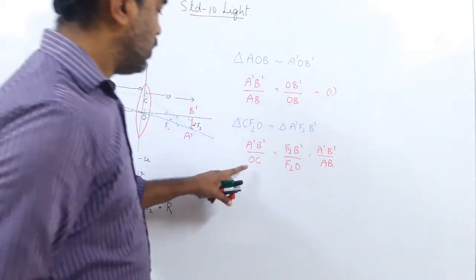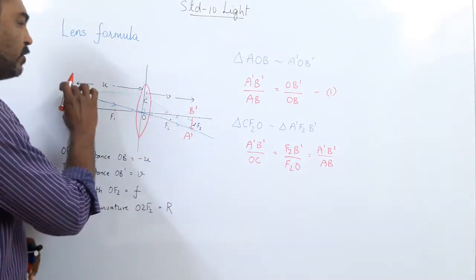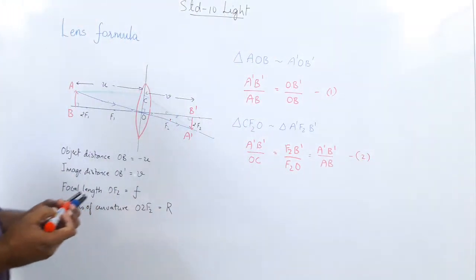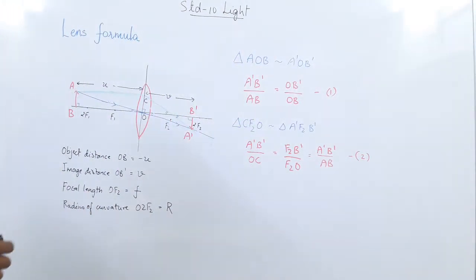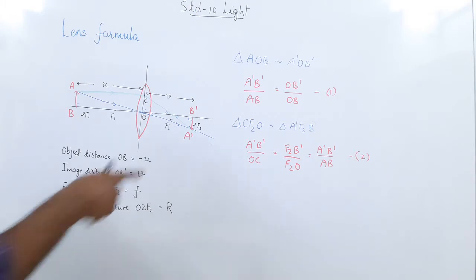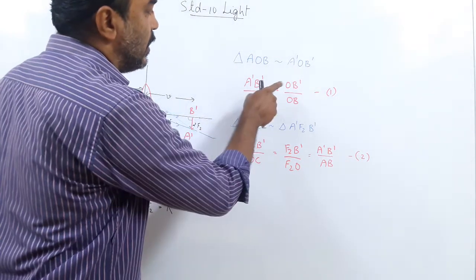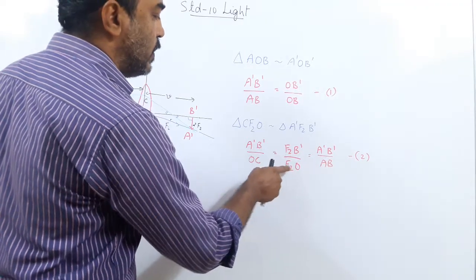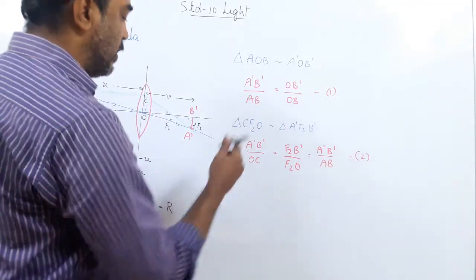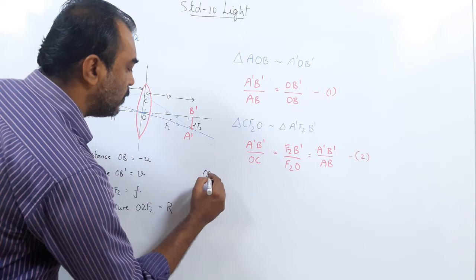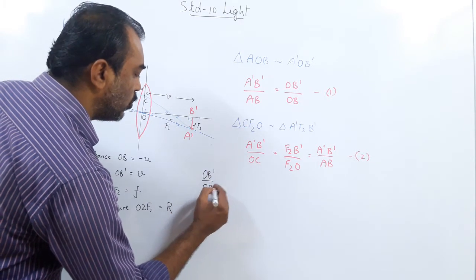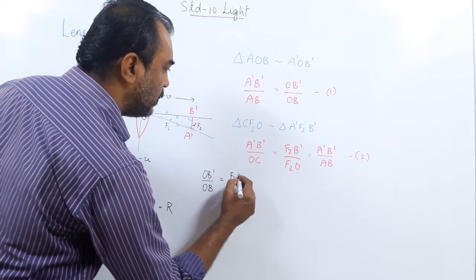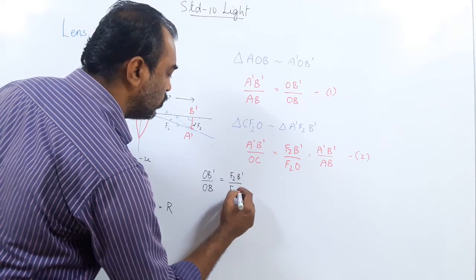Why have I done that? Because OC here is equal to AB. So this is result number 2. Now what do you see from these two results? A prime B prime upon AB equal to OB prime upon OB. A prime B prime upon AB is F2 B prime upon F2O. So I can write OB prime upon OB is equal to F2 B prime upon F2O.